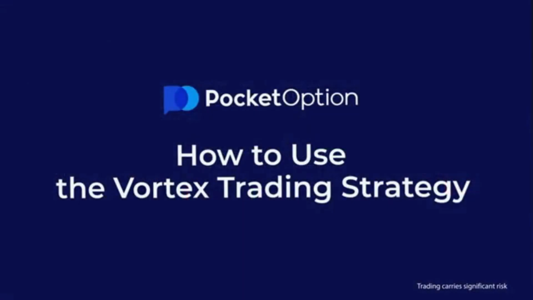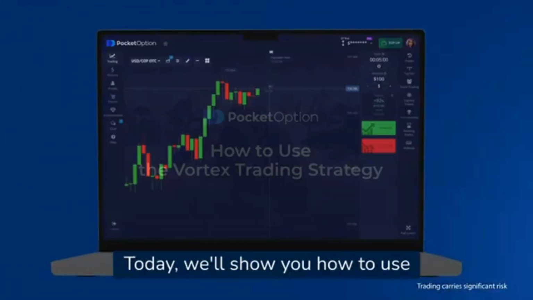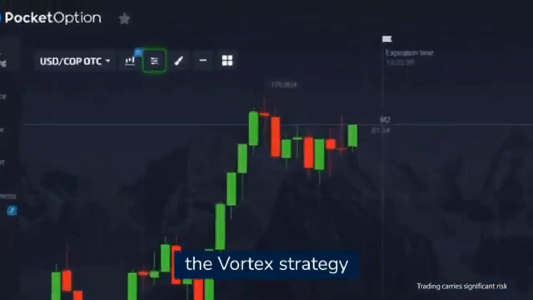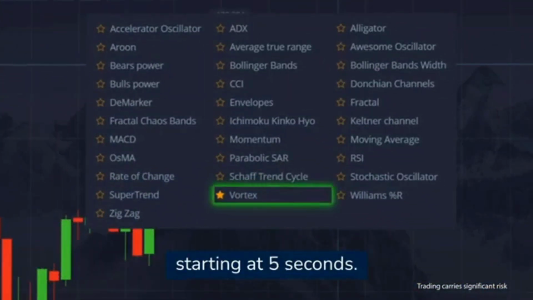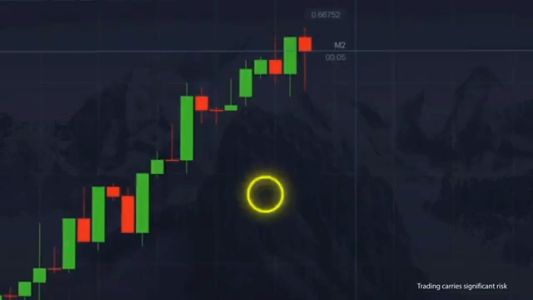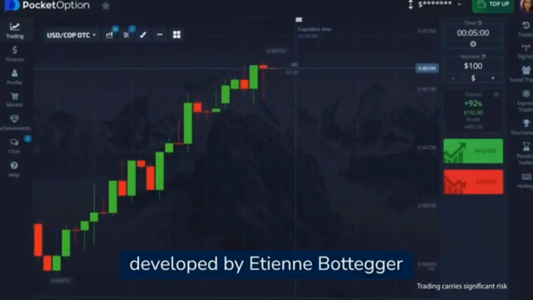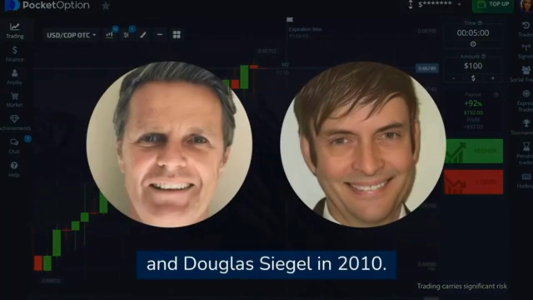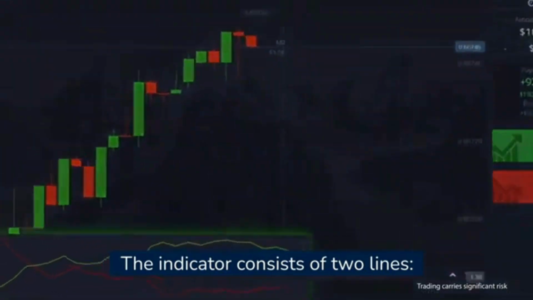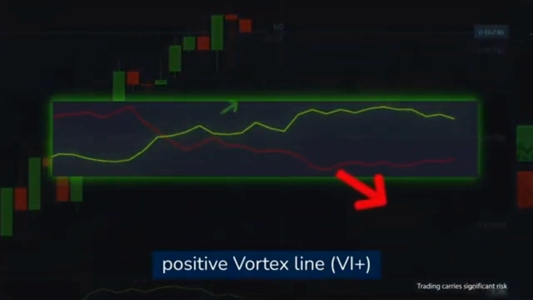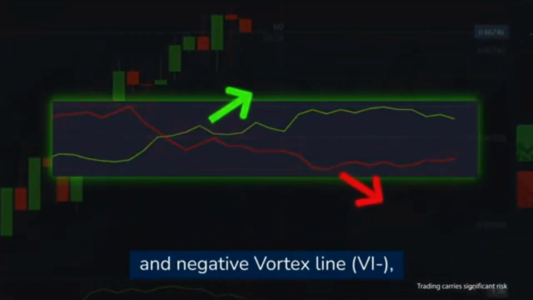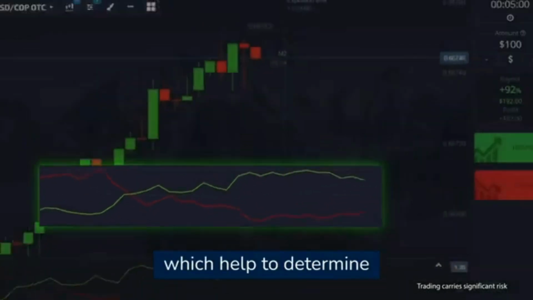How to use the Vortex trading strategy. Today we will show you how to use the Vortex strategy for quick trades starting at 5 seconds. This strategy is based on using the Vortex indicator developed by Etienne Botes and Douglas Siepman in 2010. The indicator consists of 2 lines, positive vortex line and negative vortex line, which help to determine the beginning and end of the trend.